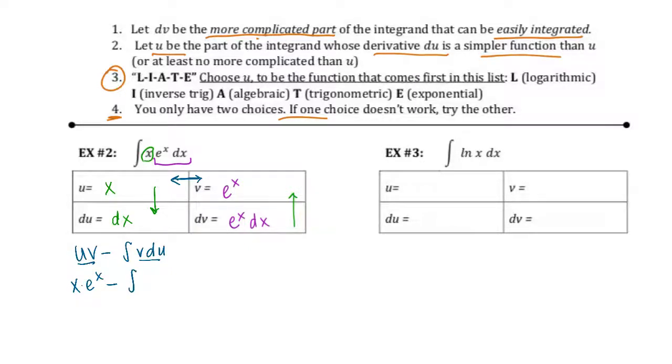of v, so we're at v, which is e to the x, and then times du, which here we're going to get dx. And notice this is now something that's a little bit easier to integrate. And so we're going to continue on integrating. So we have x times e to the x minus, and if I integrate here e to the x dx, I get e to the x. And then we also have plus c because we don't have our endpoints. So here's going to be our entire answer.